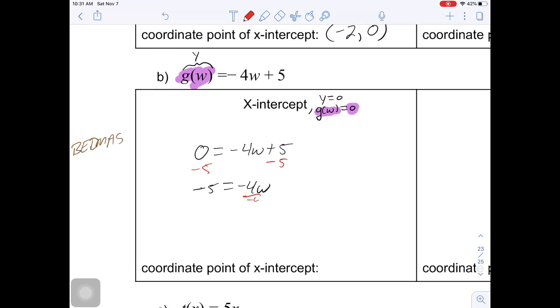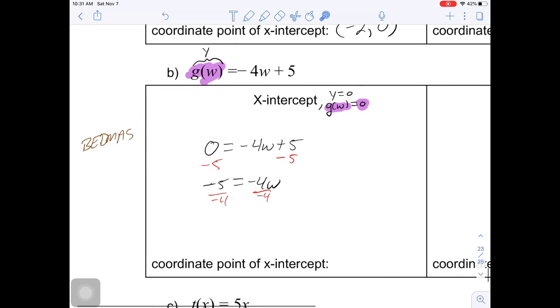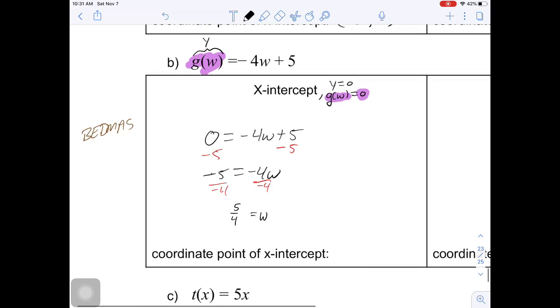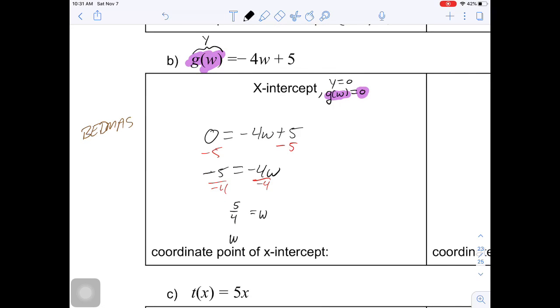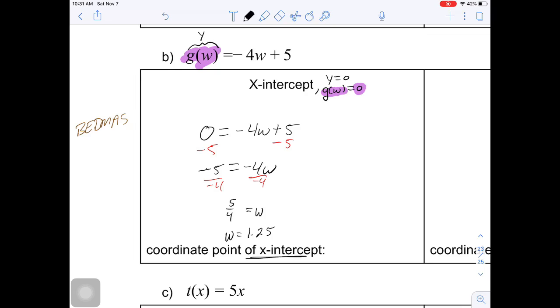So I'm going to divide by -4, and I'm going to be left with w equals, recognize a negative and a negative give you a positive, and then 5/4. You could represent this either as a fraction, or you could put it into your calculator, and you will end up getting 1.25. So here, the coordinate of my x-intercept would be, remember, this is my domain, these are my domain values, these are my range values.